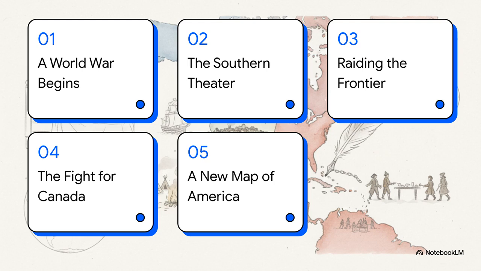Here's how we're going to break it down. First, we'll look at how this world war even started. Then we'll head south to the really brutal fighting in Carolina and Florida. After that, we'll jump up to the New England frontier to see what these terrifying raids were all about. Then we'll cover the huge campaigns to conquer Canada. And finally, we'll see how the war's end literally redrew the map of America and why that just set the stage for an even bigger war down the road.